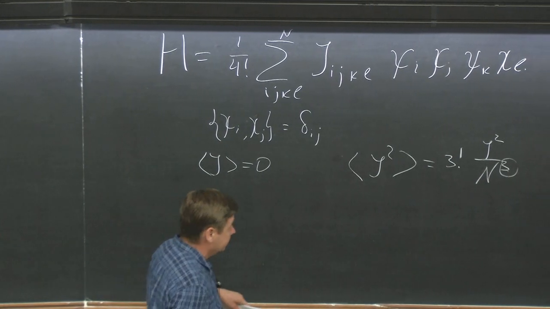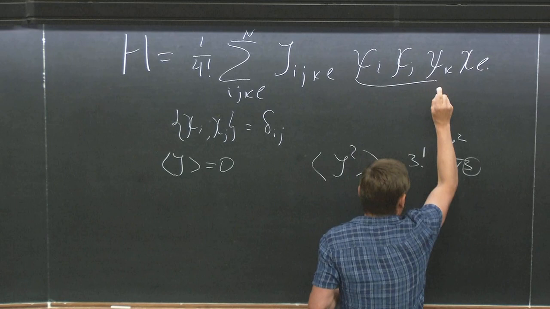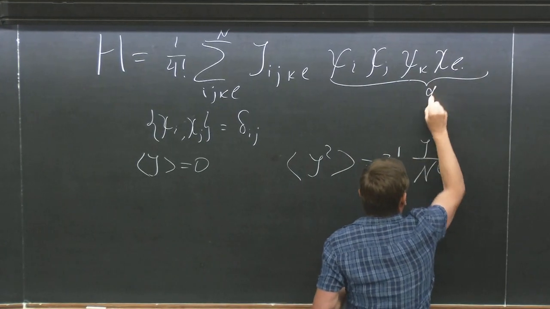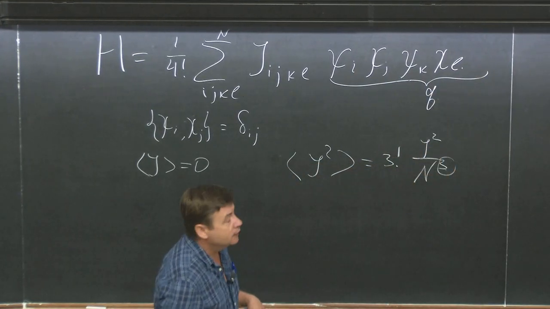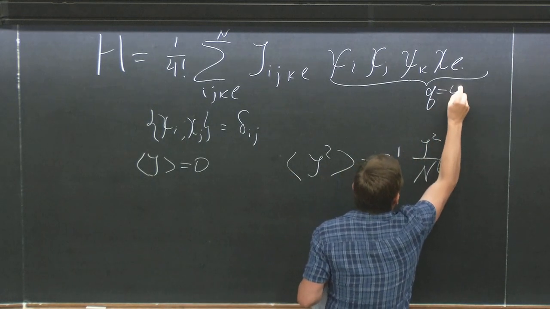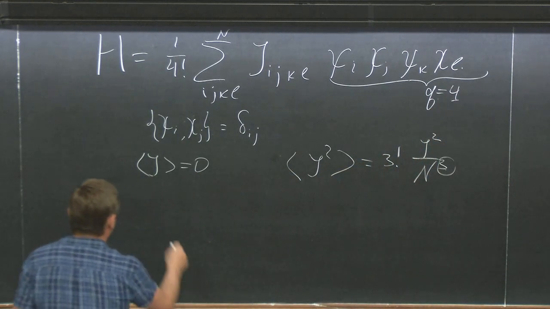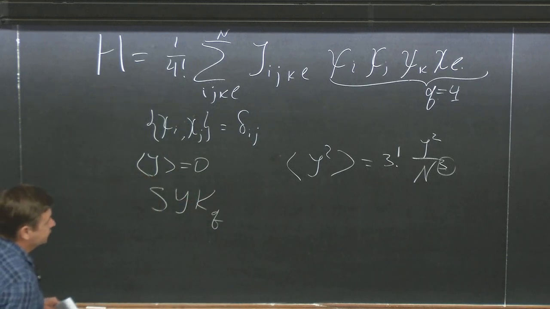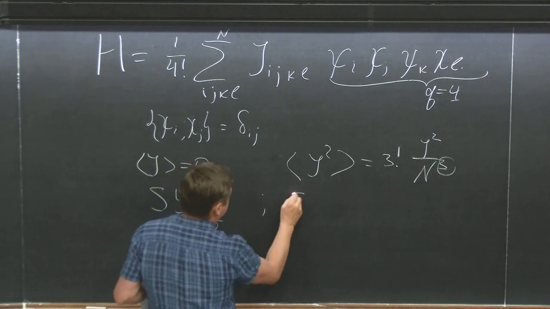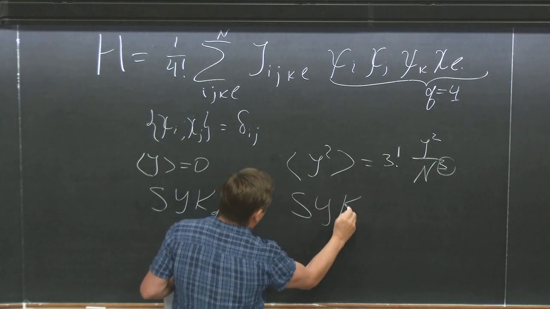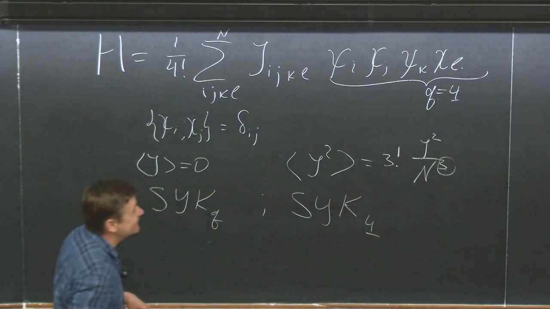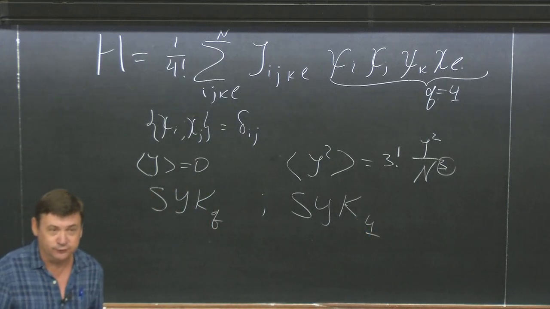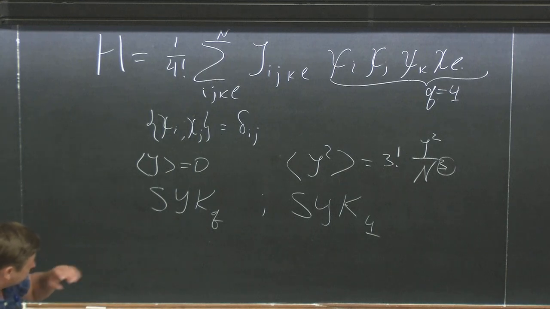Now, some people generalize the model, taking instead of four interactions, q fermions. So in my case, q equals 4. And the common notation today is SYK_q. So I will mostly talk about SYK_4 in these notations. But practically all the results are easily generalizable to any q. I will try to mention it. If I forget, ask me how to do it.